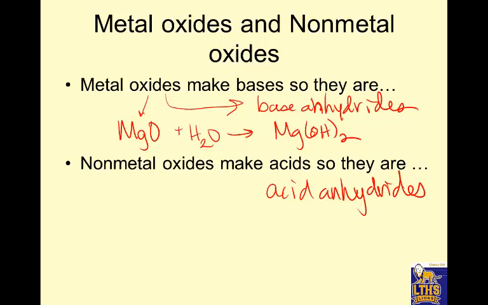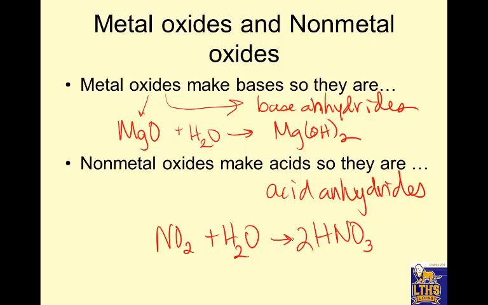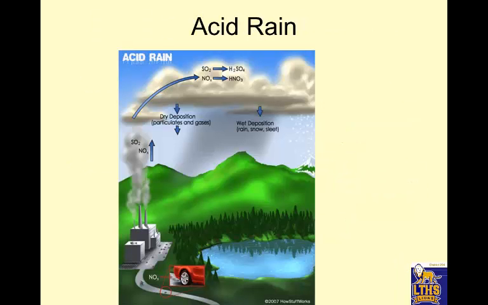For instance, NO2 plus H2O turns into HNO3. So this is a non-metal oxide because it's a non-metal with oxygen, and it's called an acid anhydride because it's not an acid or a base, but when I put it in water, it turns into an acid. Okay, so this is relevant to acid rain.